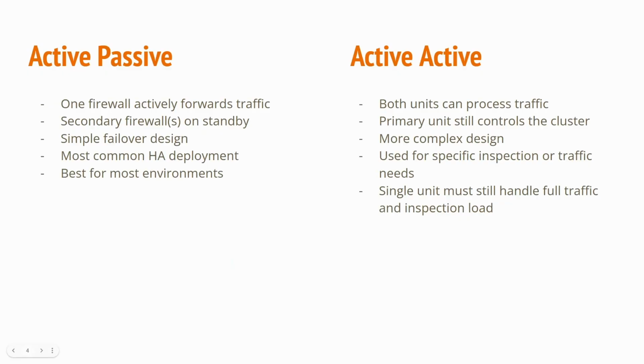So now we can just talk about the different types of clustering. So we have active-passive and active-active HA. Active-passive is the most common and straightforward. In this setup, one firewall is actively forwarding the traffic, while the second one is just in a standby role, and it's ready to take over if that primary unit were to fail.